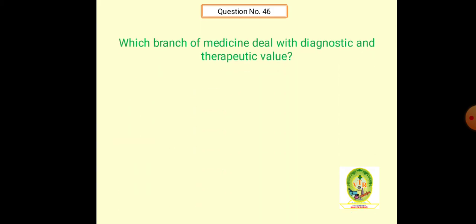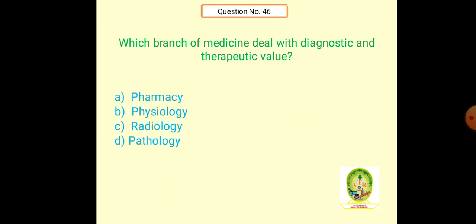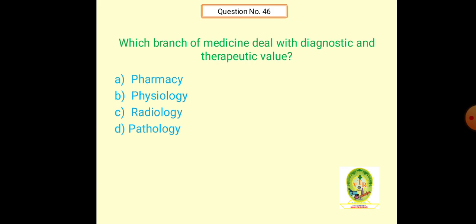Which branch of medicine deals with diagnostic and therapeutic value? Options are A. Pharmacy, B. Physiology, C. Radiology, D. Pathology. Right answer is radiology.